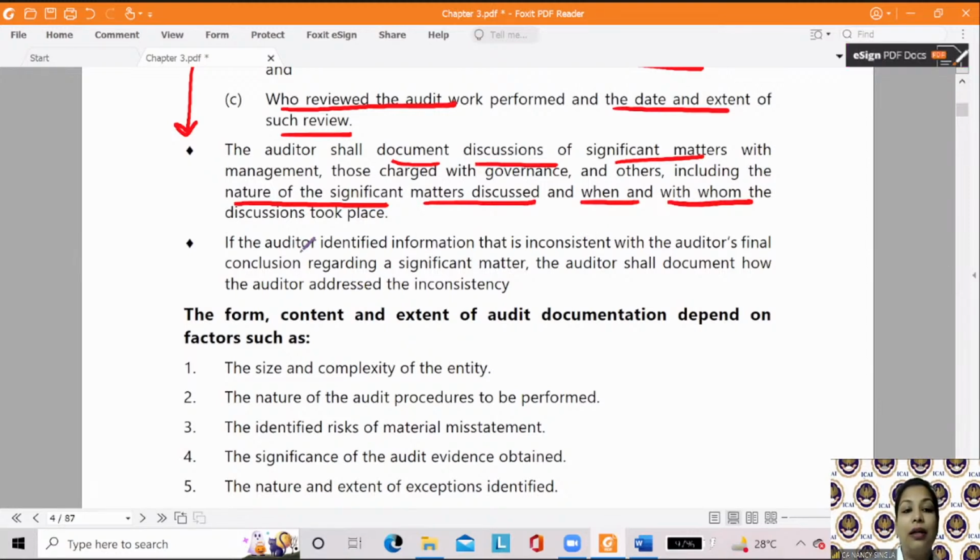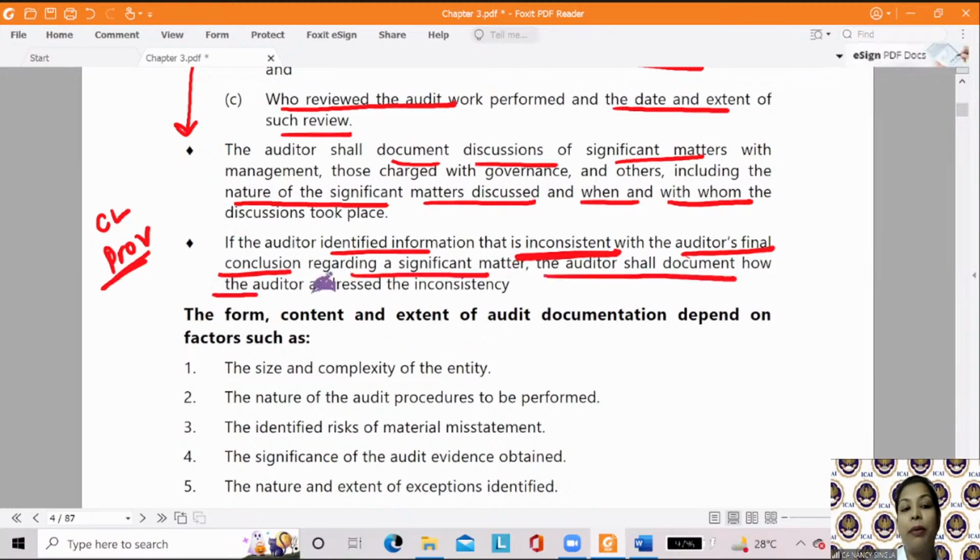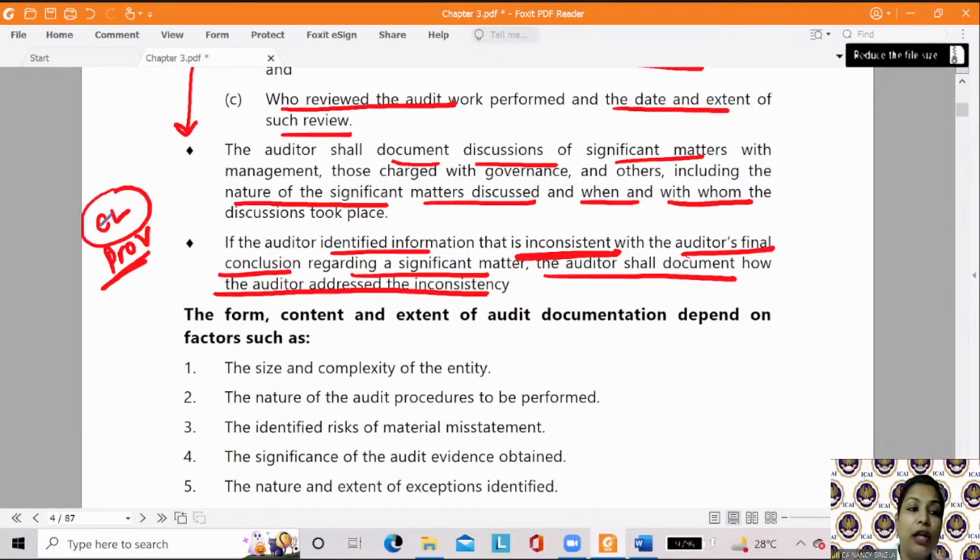Further, if there was some inconsistency, let's say management is saying that we will show it as a contingent liability, but the auditor feels that a provision should be provided in the books of account. If the auditor identified information that is inconsistent with the auditor's final conclusion regarding a significant matter, the auditor shall document how he addressed the inconsistency. So whatever the significant matter is, with whom it was discussed, when it was discussed, any inconsistency, and then how it was addressed. For example, in this case the auditor was saying that a provision should be made, but management was saying that they have shown it as a contingent liability. It might be possible that management has given certain reports from legal experts or something like that. So how that inconsistency was addressed. Simple.